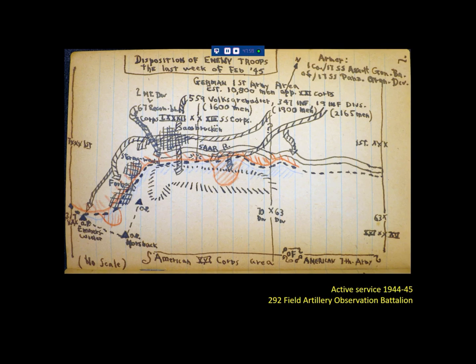The town Saarbrücken was on the big blue map. They were working their way towards Saarbrücken. At the moment on this map, they're at Forsbach, and that's where the German guns were. So that's the last week of February 45, first week of March. So about a week later, things are changing. They've moved along a bit.